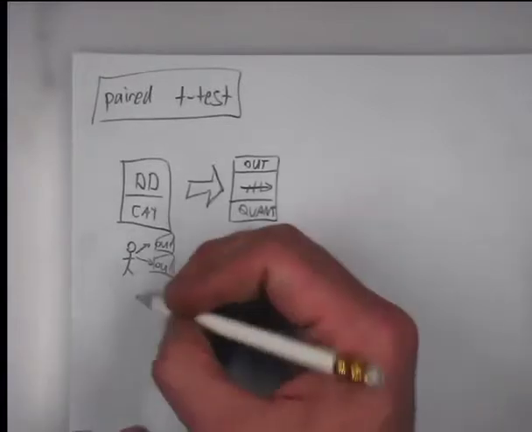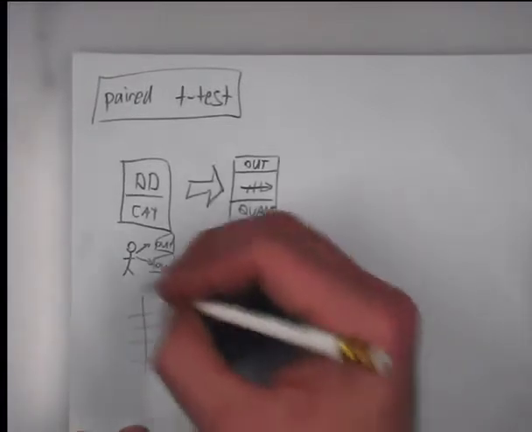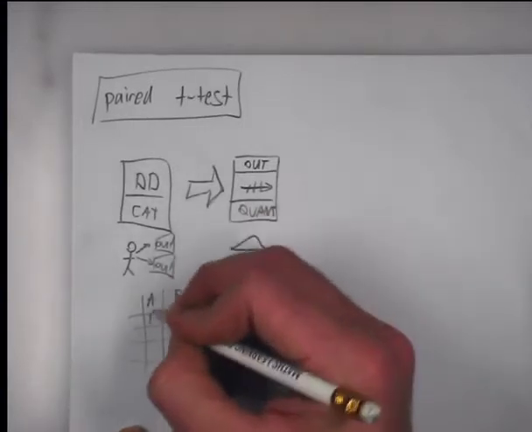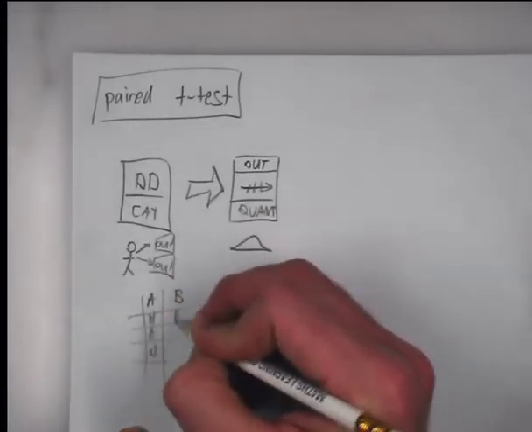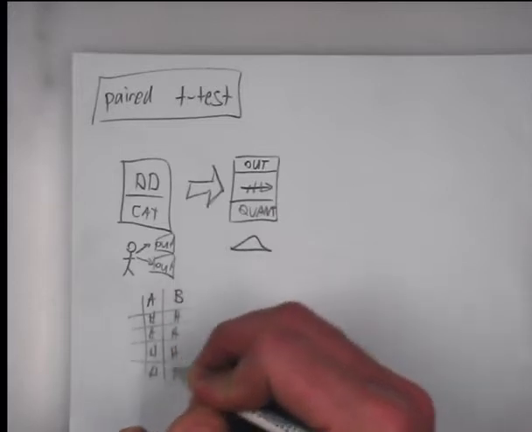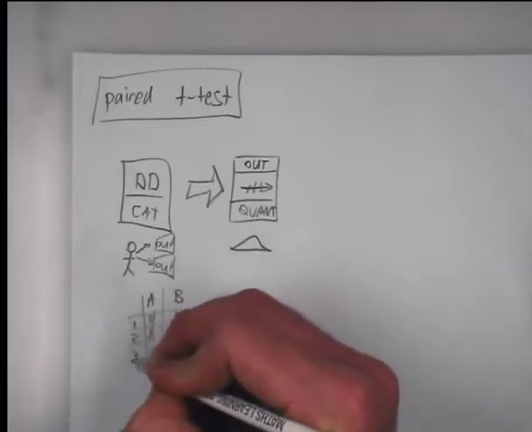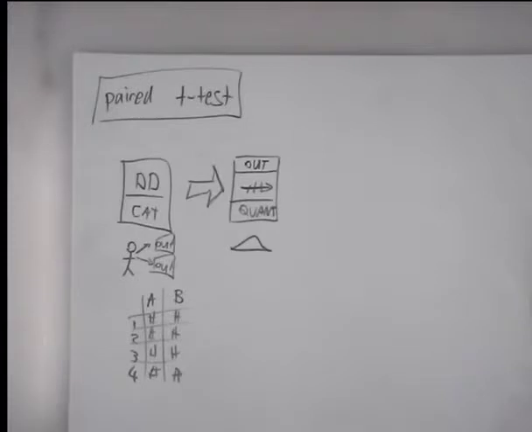So your data will look something like this. Situation A, situation B, and you'll have numbers like that. Okay, that's what it will look like. So that's a paired t-test situation.